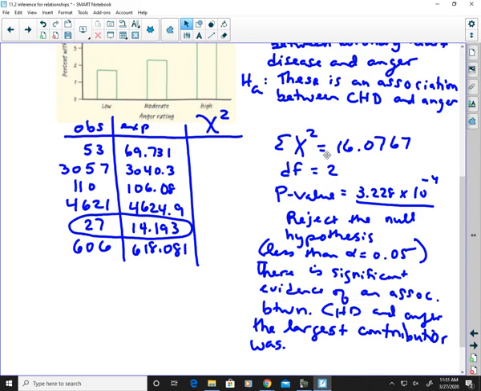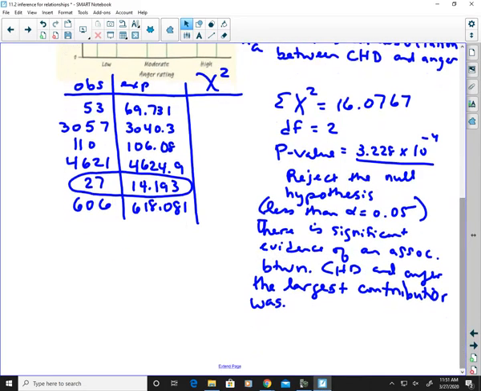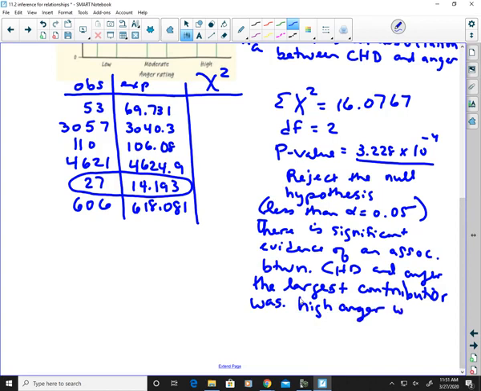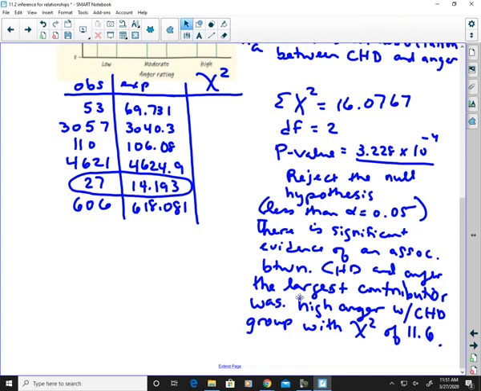So the largest contributor was the high anger with coronary heart disease group, with a chi-squared of 11.6. And that was the biggest group. No units on chi-squared. That was the biggest group.